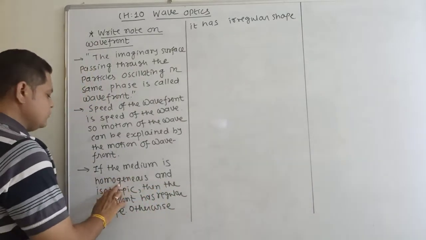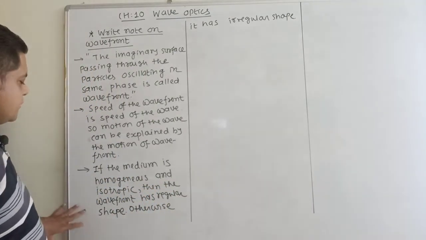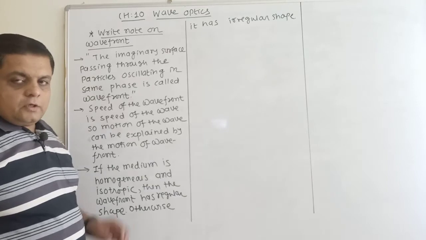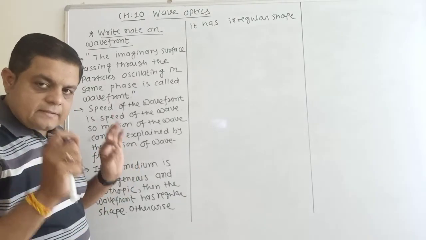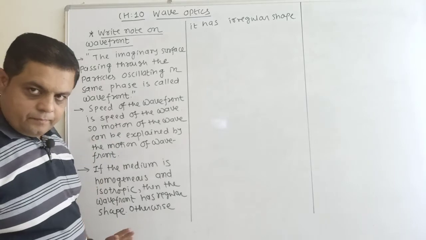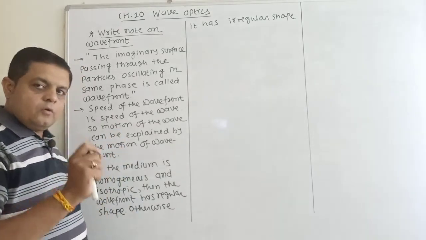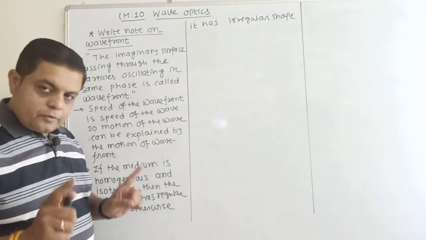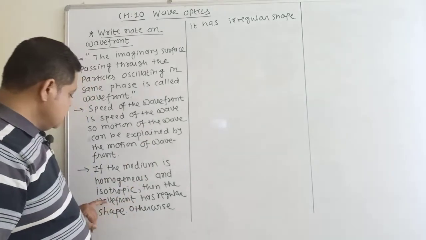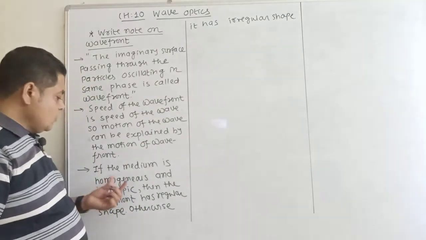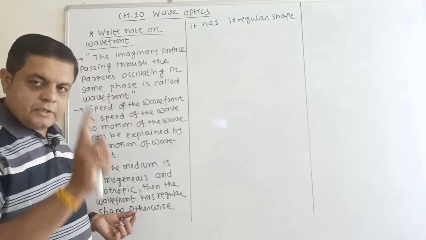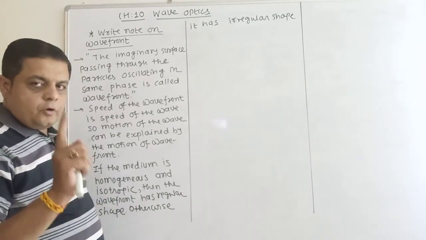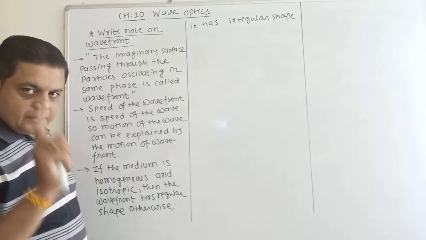If the medium is homogeneous and isotropic, then the wavefront has a regular shape, otherwise it has an irregular shape. Now homogeneous means all properties are the same at all points of the medium. And if all properties are the same in all directions, it is isotropic. Clear?